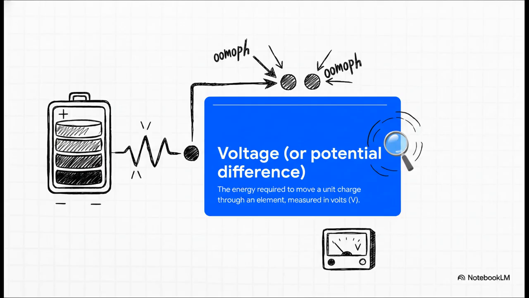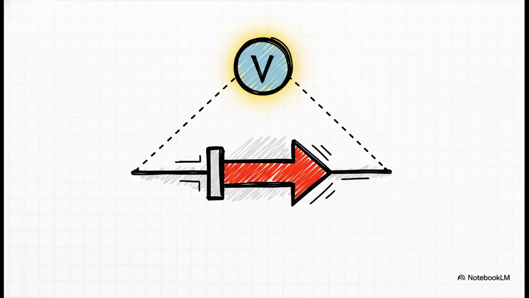To be a little more specific, voltage is really about energy. It's the amount of oomph required to move a unit of charge from one point to another. And we measure it in volts, named after Alessandro Volta, the genius who invented the very first battery. Now this is a crucial distinction. It's something that trips people up all the time. Current flows through an element, like water flowing through a pipe. Voltage, on the other hand, is something you measure across an element, like the pressure difference between the two ends of that pipe.